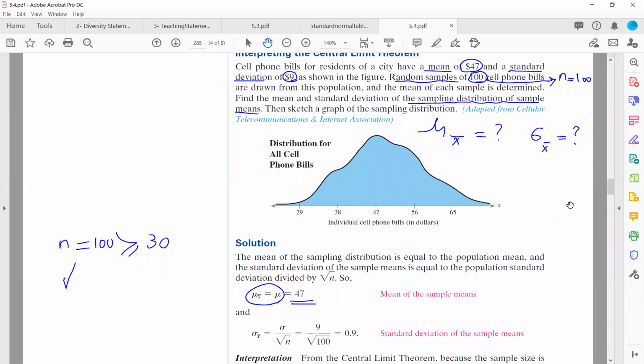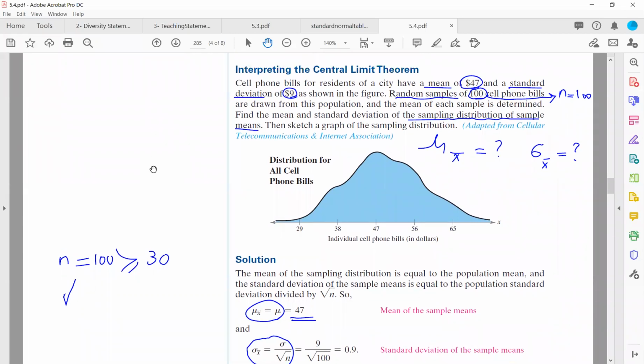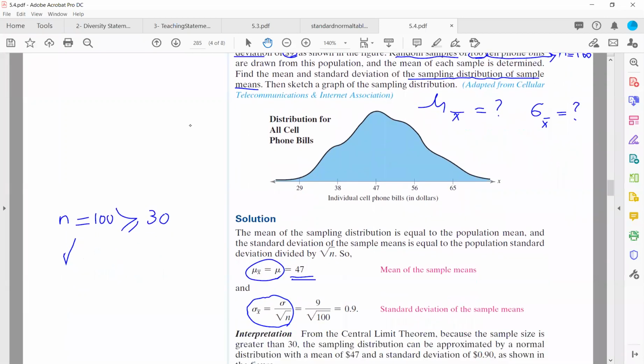Second, the standard deviation of the sampling distribution is equal to the standard deviation of the population divided by the square root of n. Do we have information about the standard deviation of the population? Of course, it is 9. So you have 9 divided by the square root of 100, which is 9 divided by 10, or 0.9. So we found information about this sampling distribution of the mean.